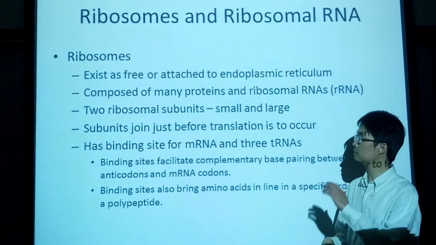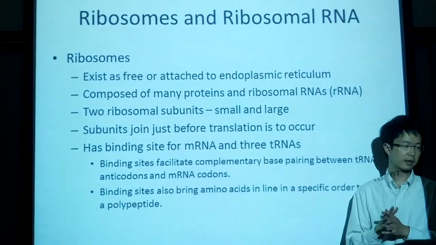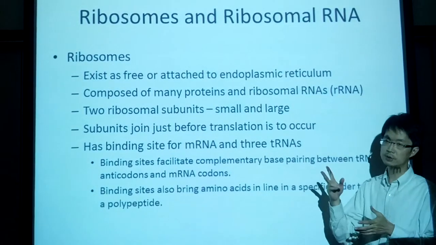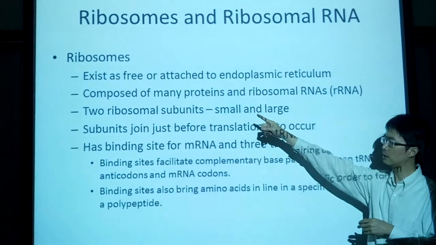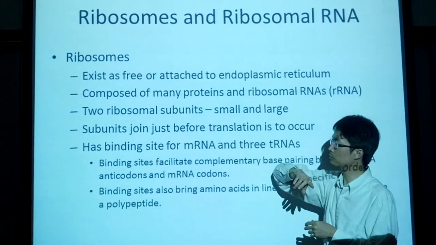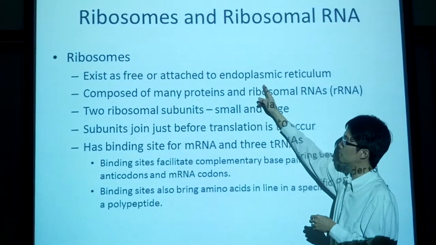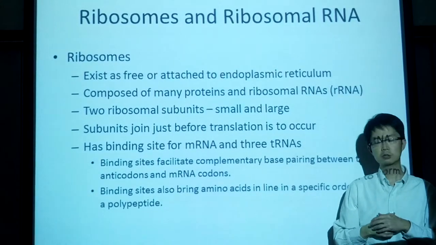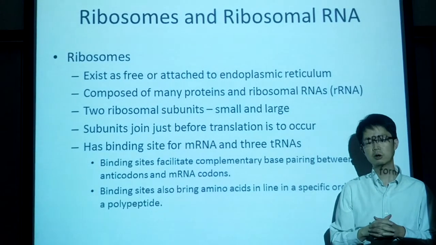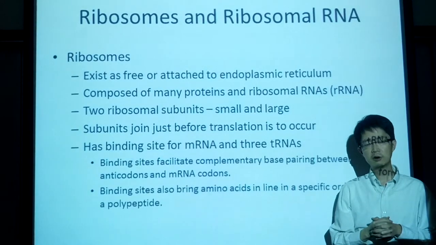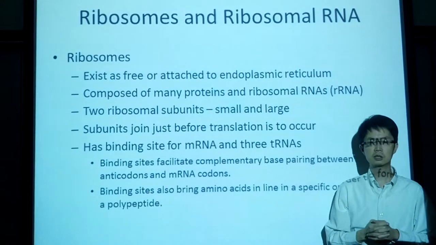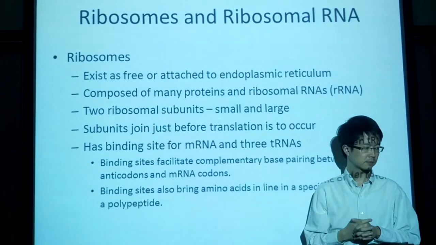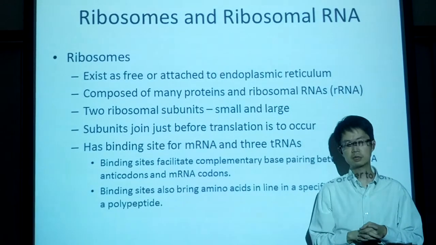Now, the last type is called ribosomal RNA. Ribosomes come in two types. I already told you that one is called free floating or free ribosome, and the other type is attached to the endoplasmic reticulum. When ribosome is attached to the endoplasmic reticulum, then we call it rough ER. Again, I want to emphasize that rough ER is the extension of the nuclear membrane.